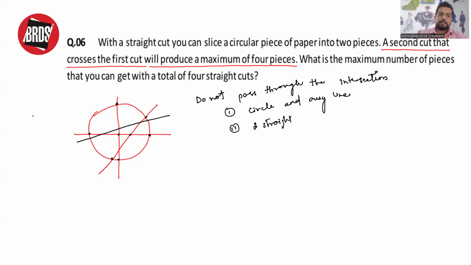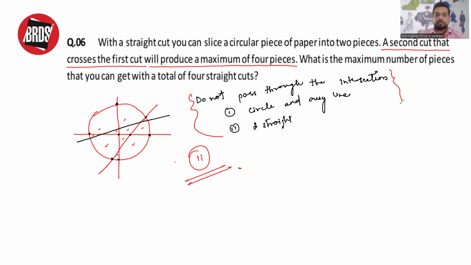Now you can simply do the calculation or count them. It would be 1, 2, 3, 4, 5, 6, 7, 8, 9, 10, and 11 total pieces you will get out of this. But remember, if you want to maximize, you will do this. If you want to minimize it, you will have to let it pass through the intersections. If the question had been in the opposite sense, what is the minimum number of pieces, we'd have to let it pass through the intersections.